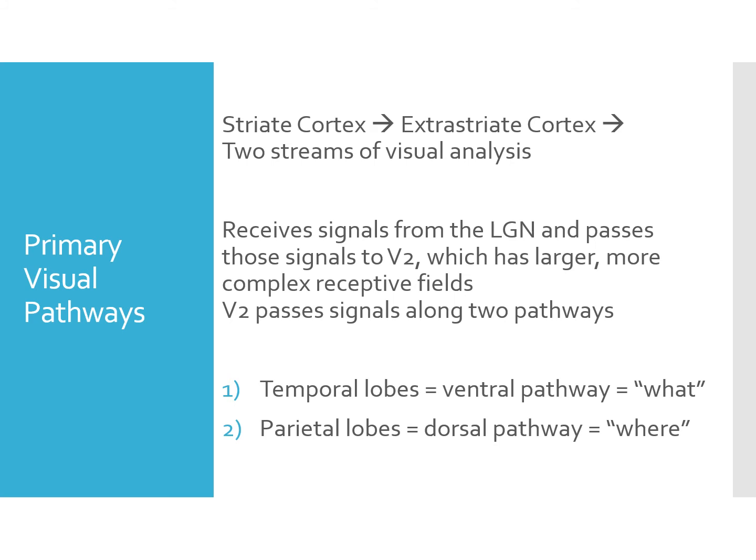So the striate cortex, or the primary visual cortex, communicates to the extrastriate cortex, and then we see that information gets split into two streams of visual analysis. So we're receiving signals from the lateral geniculate nucleus, passing those signals on to V2, as it is called, and it's going to have larger, more complex receptive fields. And then V2, or extrastriate cortex, is going to pass those signals along two pathways. One, going ventrally, so downwards in the brain through the temporal lobes, what we're going to call the what pathway, where we do our object recognition.